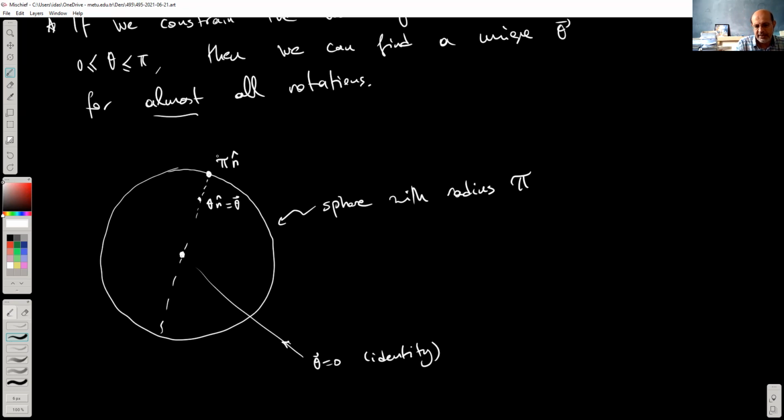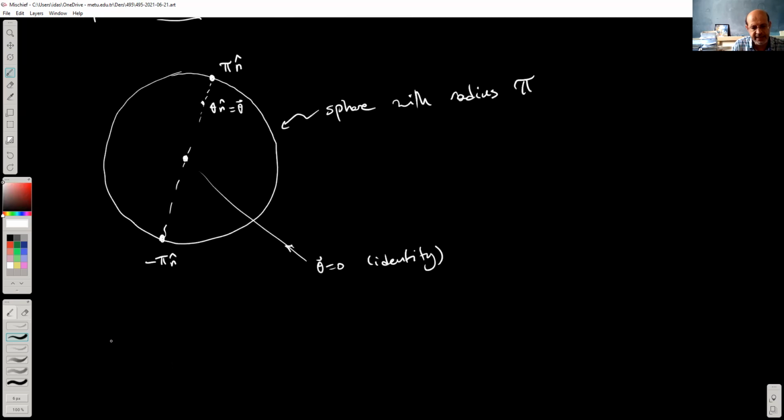But I know that this diametrically opposite point on the other part of the surface, this is called an antipodal point, is minus pi n. And I know that a minus pi rotation is the same thing as a pi rotation because they differ by 2 pi. So therefore, these two points basically represent the same rotation, right? So this pi n and minus pi n are what we call antipodal points.